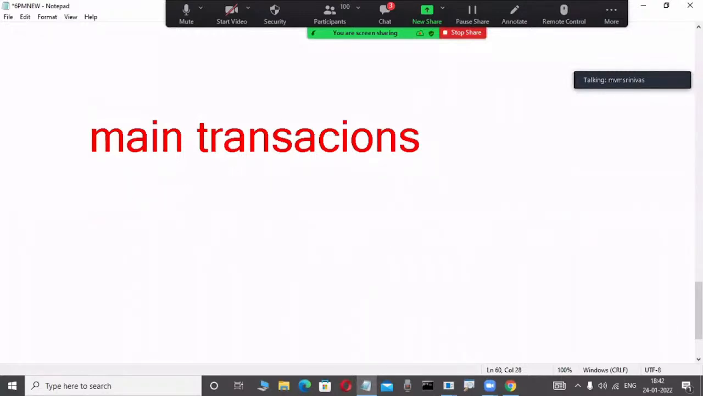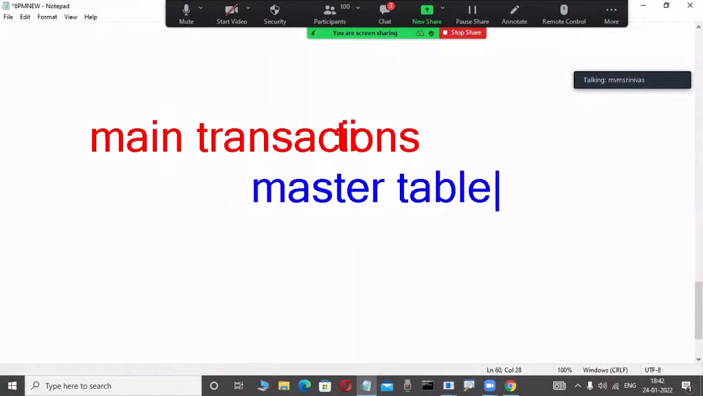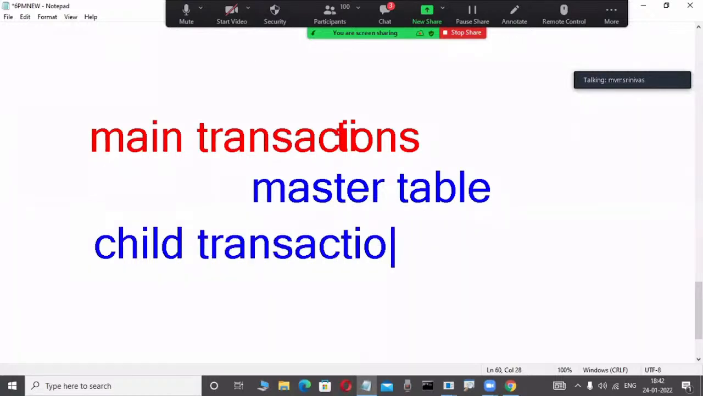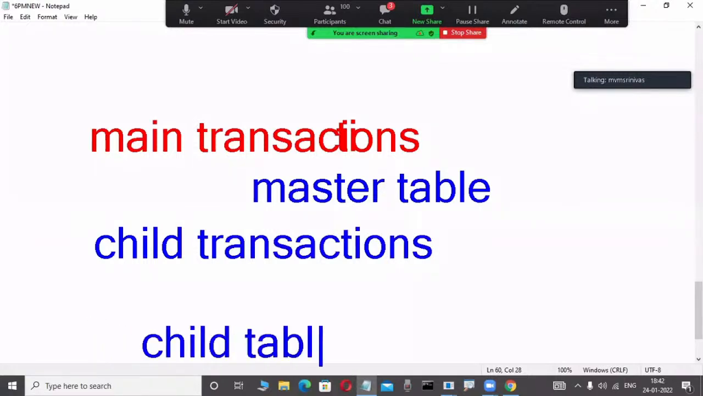Main transactions are stored where? In the master table. Again, related child transactions in real-time projects are stored where? In the child table. For example, main transactions are stored in the master table, and related child transactions are stored in the child table, or detail table.